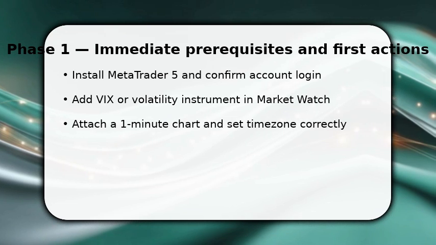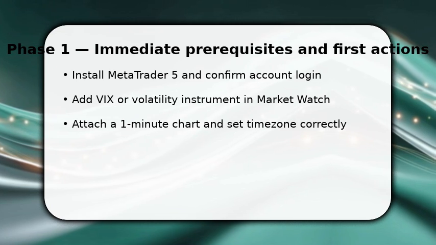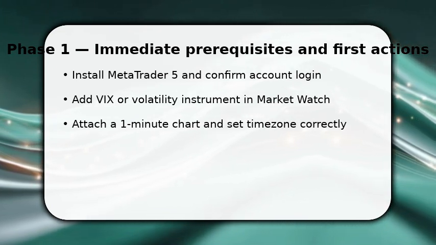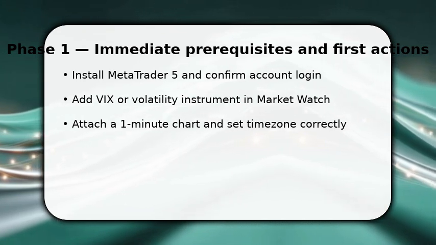Now open a 1-minute chart for the volatility pair and apply a simple moving average 20 to visualize trend. Make sure to save the template. This gives you the single consistent view you will use for every trade.